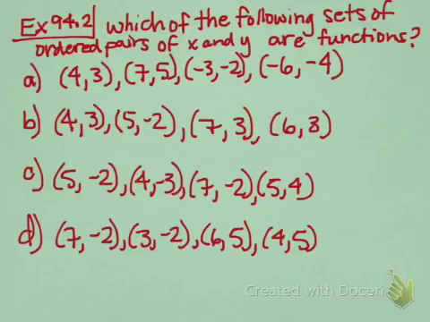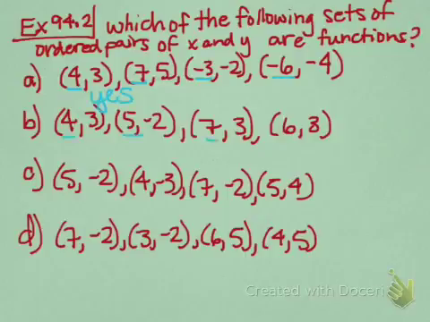Okay, which of the following sets of ordered pairs of x and y are functions? So really, when you're doing a problem like this, you only have to look at the x's to begin with. So I look at 4, 7, -3, and -6. Since all of the x's are different, I don't have to worry about anything, so yes, it is a function.